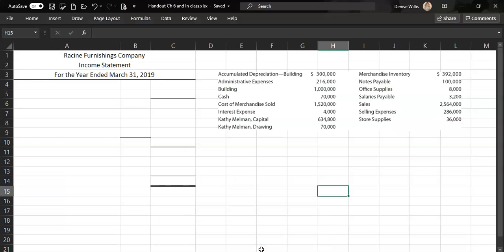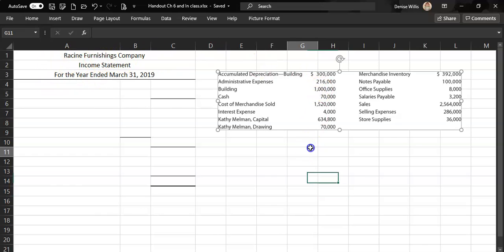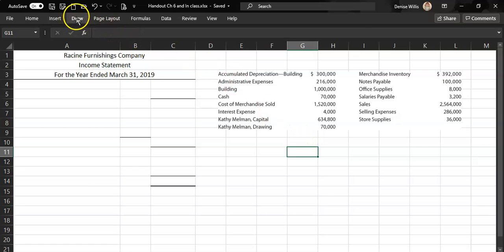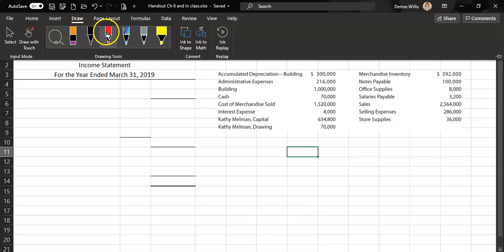Now we're going to move on to a multi-step income statement. This is for Racine Furnishings Company. The problem gives us multiple details on accounts. The first thing you would do is give it a proper title. Again, you put the name of the company, income statement for the year ended March 31st, 2019. Remember to use that terminology for the year ended on your income statement. Now, this is a great example of the publisher giving you entirely too much information, or, well, just information that you don't need.